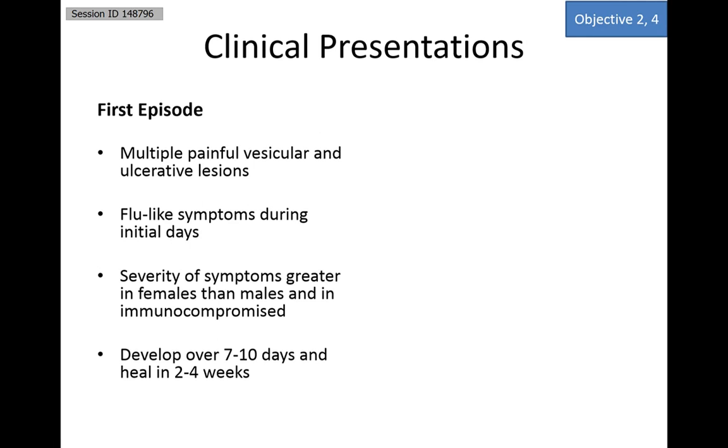The clinical presentation can be divided into first episodes. So this is going to be the first infection that the patient is exposed to, after exposure, they get a first infection. So it's going to be associated with multiple lesions in the area of infection. So the difference between here, HSV versus syphilis, is you have multiple lesions in the genital area. The patient can present with flu-like symptoms initially, and then it can progress, and patients can actually get over that without being treated after a couple of weeks. The severity of symptoms is actually greater in females than it is in males. And patients who are immunocompromised, just because they are not able to fight off the infection, will be at risk for severe symptoms as well.